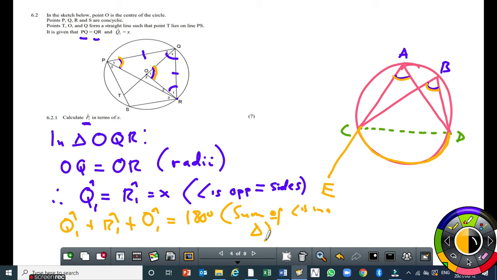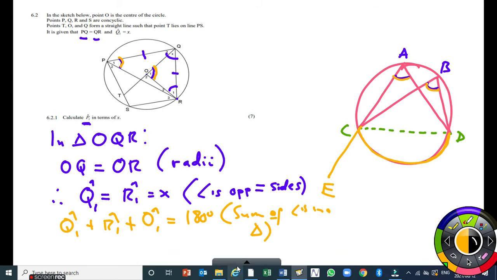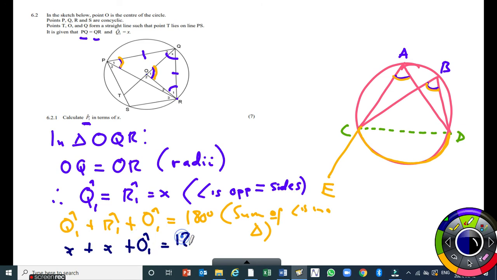Do you see the triangle? It is still the same triangle OQR. But now in this triangle, Q1 is x and R1 is x. You want to get O1. So I can say, therefore, x plus x gives me 2x, which means O1 is equal to 180 minus 2x.